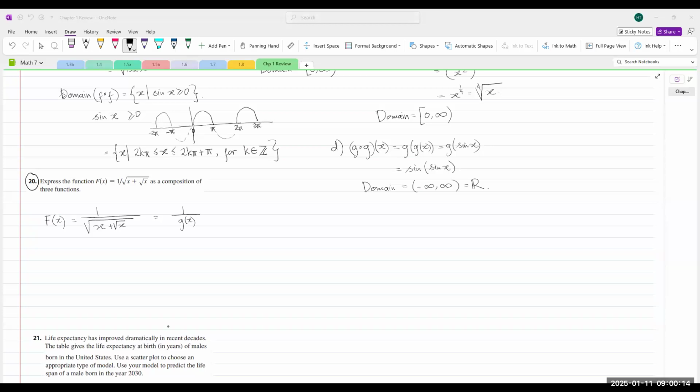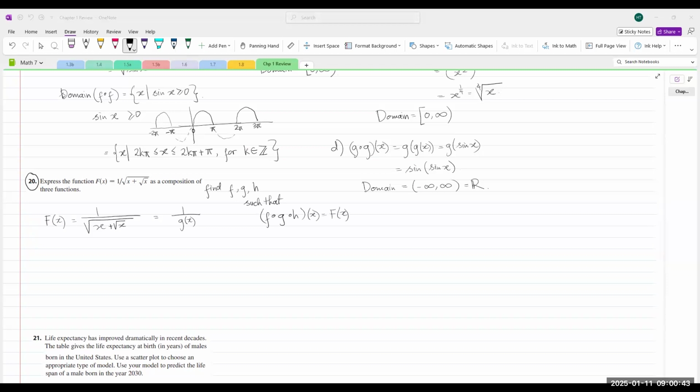Yeah, well, so we need to find those three functions. Okay, three functions. Basically, find the three functions f(x), g(x), h(x) such that f compose g compose h of x equals that capital F(x). That's what we are looking for.